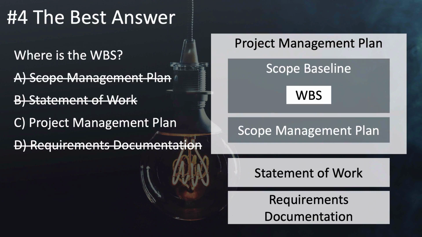Well, yeah, it's in there. It's really not the best answer. It's not the more precise answer that we're looking for in scope baseline, but yes, it is in the project management plan. For completeness, let's look at D as well. The requirements documentation. Is it there? No. The requirements documentation comes before the work breakdown structure and is one of the inputs to it, but doesn't include the work breakdown structure. So our best answer, though it isn't very precise at all, is C.